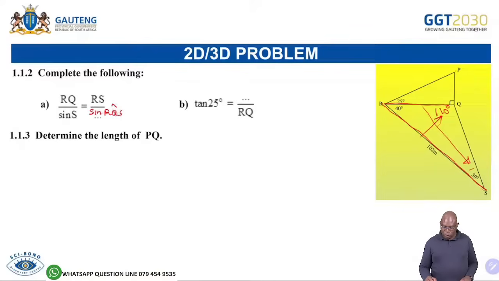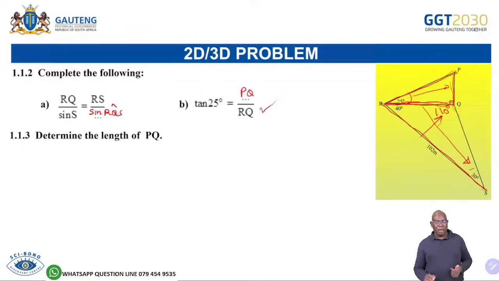Now let's look at the next one, this line here, this triangle here. Tan 25, tan is opposite, which is PQ, over RQ. All that they are asking you. Alright, so you just need to understand your sine rule and also understand your trig ratios. Remember, in a right angle triangle, we use the trig ratios. In a non-right angle triangle, we use the sine rule and the cosine rule. Determine the length of PQ. That is a bit of a challenge here now.